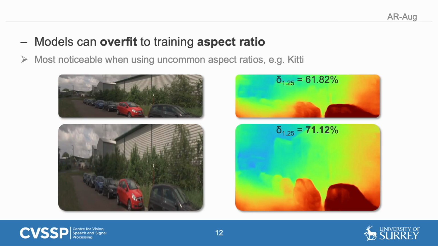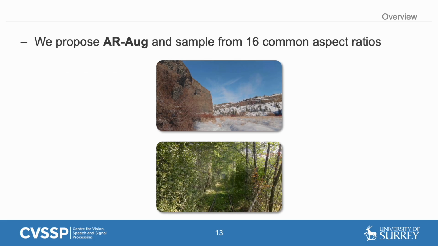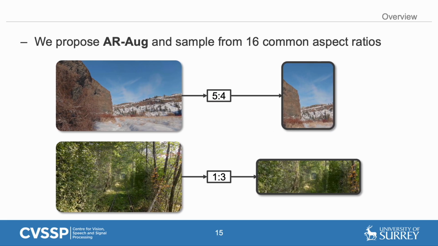We also noticed that models can overfit to the training image size. For example, this model performs better when resizing back to the original aspect ratio, despite introducing distortions. We propose a simple aspect ratio augmentation to diversify the image shapes seen by the network. This augmentation samples center crops with varying sizes from 16 predefined aspect ratios. This includes both portrait and landscape, which gives our network additional robustness.